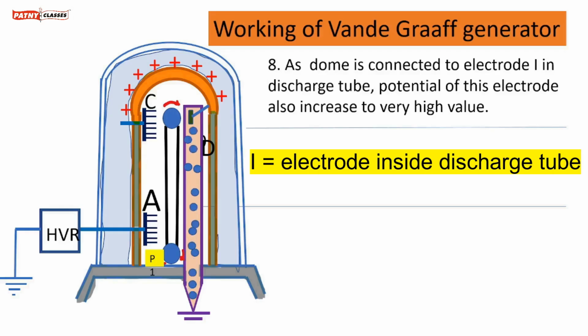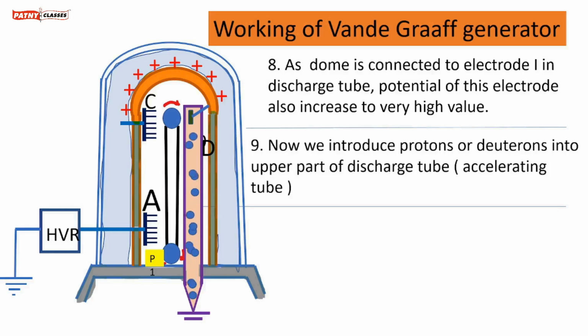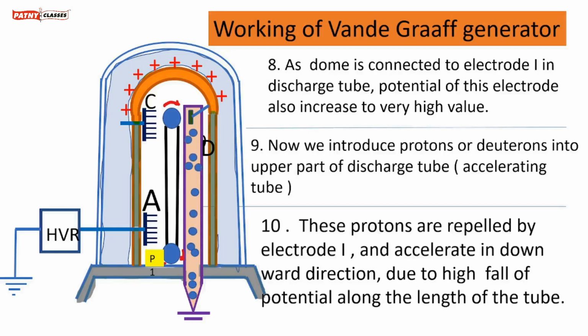Now we introduce protons into the discharge tube or accelerating tube. Both the names are the same. As soon as we introduce protons or deuterons into the upper part of the discharge tube, these protons are repelled by the electrode and they get accelerated in the downward direction. Why are they moving in the downward direction? Because at the top end of the discharge tube there is a very high potential, and the bottom end of the discharge tube is connected to the ground. It is earthed. Therefore these protons get accelerated in the downward direction.